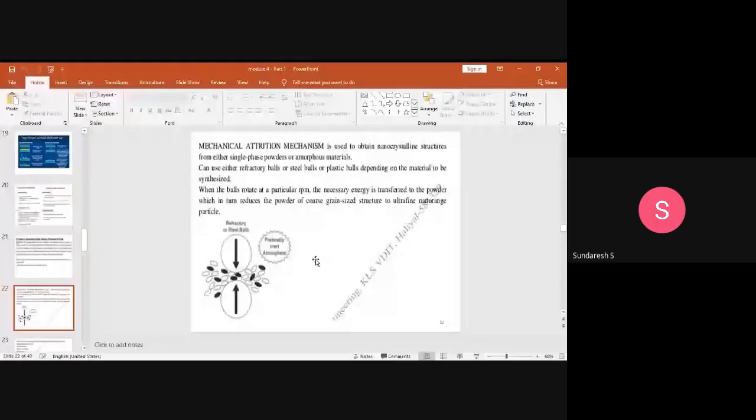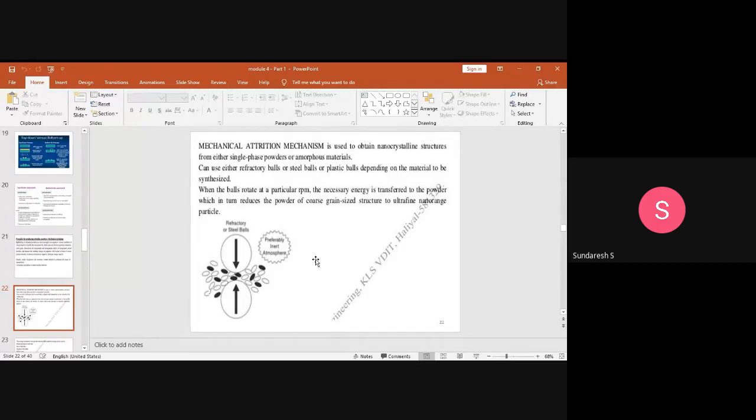Next comes the mechanical attrition mechanism. This is the process which is used to obtain nanocrystalline structures from either single-phase powders or amorphous material. So this type of mechanism is where you can get nanocrystalline structures.